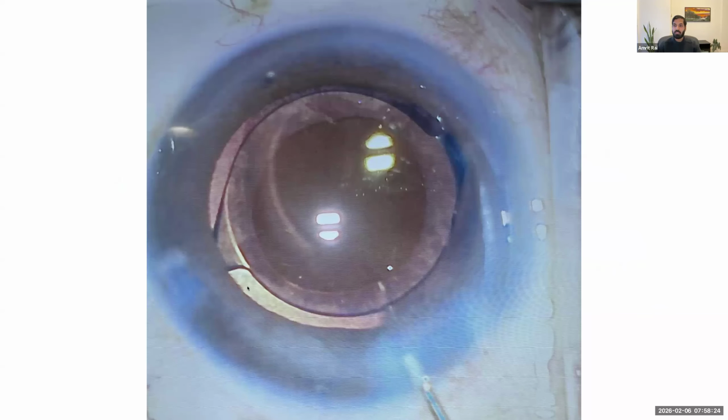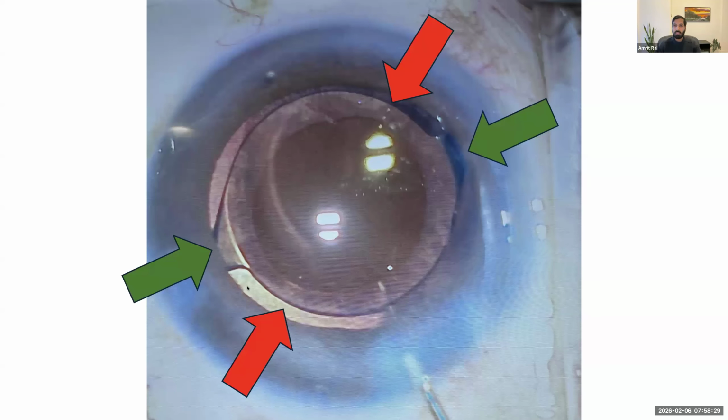And then you can also have situations like this. This is a toric case that I had recently. We usually expect the toric marks to be aligned with the haptics. Here are the toric marks in red and the haptics marked with green. Here, the toric marks are a full 40 degrees away from the haptics. So errors in manufacturing can also occur.